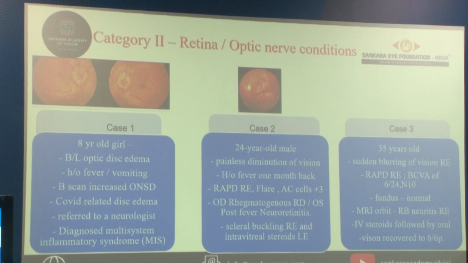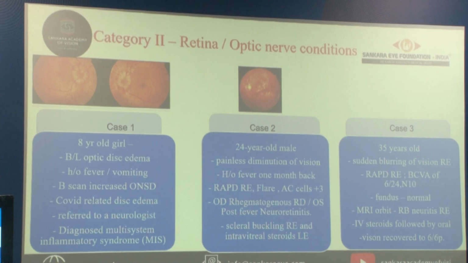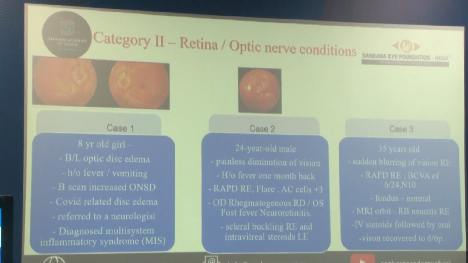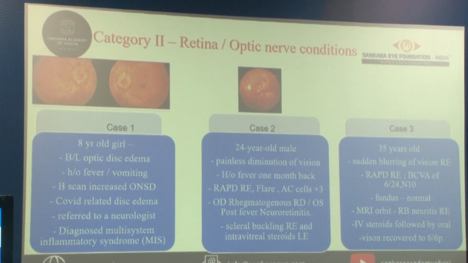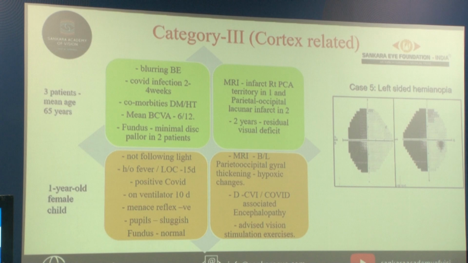Case 3 is a 35-year-old male who presented with a sudden onset of blurring of vision. He was diagnosed with retrobulbar neuritis in the right eye, and he recovered following IV steroids and oral steroids. Category 3 is a cortex-related condition. Here we had 4 patients.